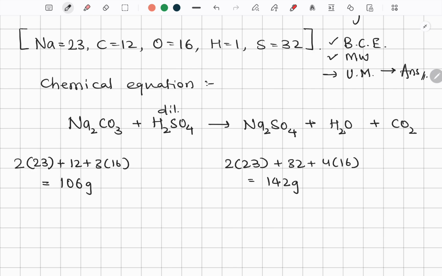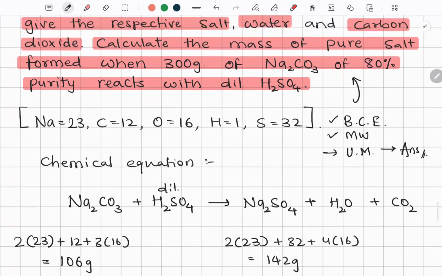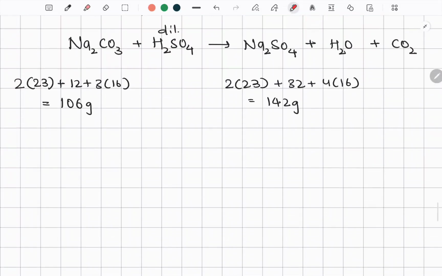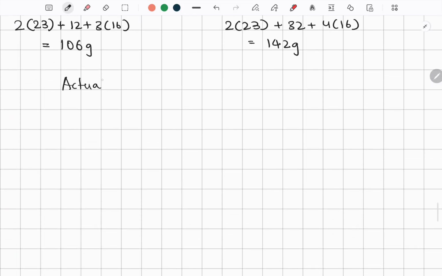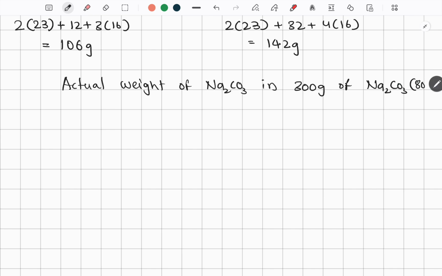Now comes the unitary method, but before jumping to the unitary method, let's read the last part, which mentions that it is 300 gram of Na2CO3 of 80% purity. We can directly jump to the unitary method when it is 100% pure, but over here it is given that it is only 80% pure. So what do we do? It's very simple. We have to calculate the actual weight of Na2CO3 in 300 gram of Na2CO3 with 80% purity.